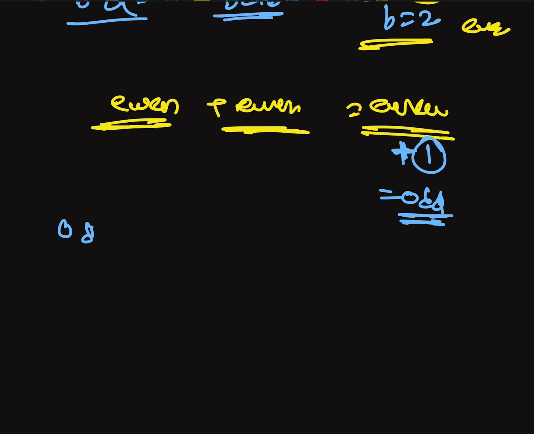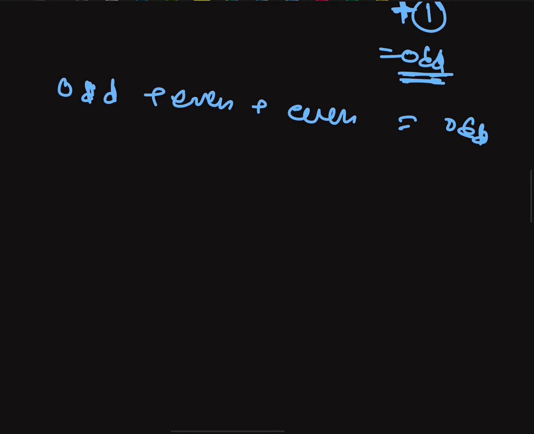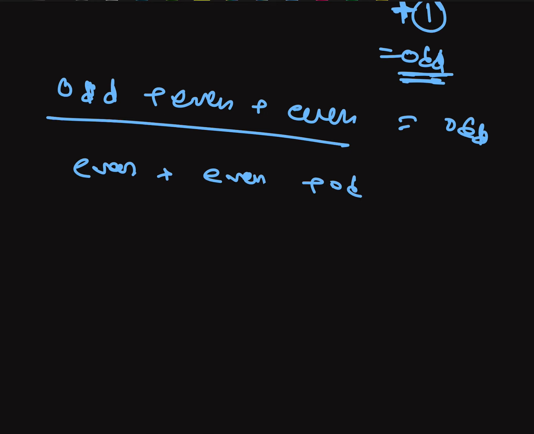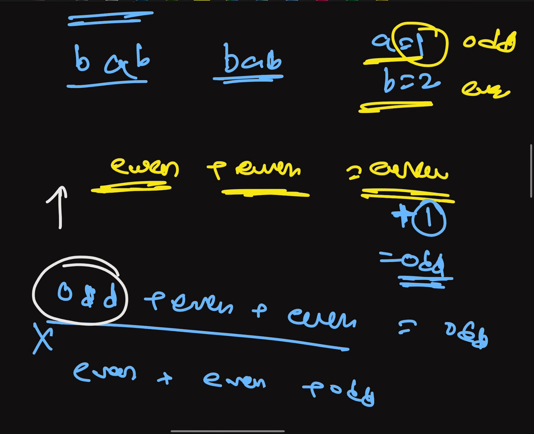I can place here: odd plus even plus even, then we also get odd length, but will this be a palindrome? No. Why? If we reverse this string, what will the string be? Even plus odd. So both are not equal, so we can't place this odd character at the front. This place is not possible. So what are the possible places? The middle and the end.